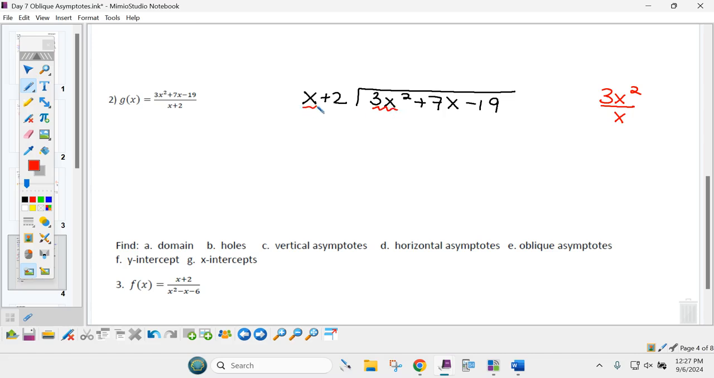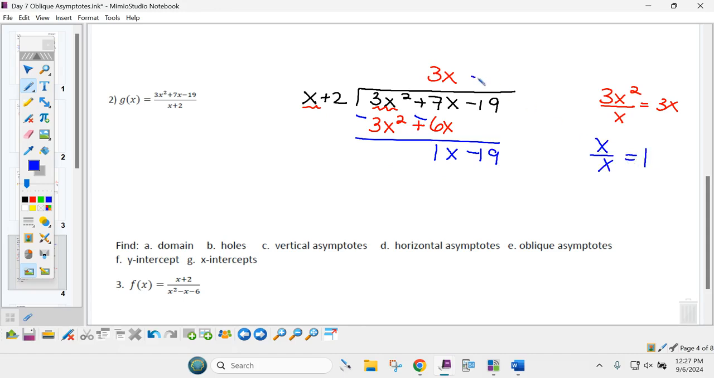So I'm going to have a division thought. 3x squared divided by x is 3x. Multiply it back. So 3x times x, 3x times 2. Subtract. 1x, bring down. Have a division thought. So x divided by x. Multiply it back. I actually don't even have to do this step. I don't care about the remainder. So here's my slant asymptote. Did you get y equals 3x plus 1?